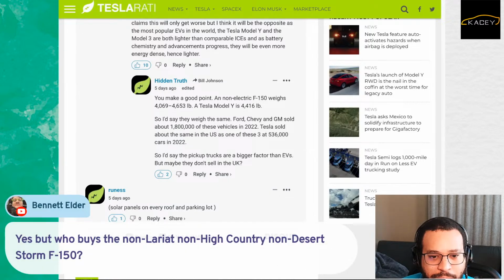Ben says, yeah, but who buys the non-Lariat, non-High Country, non-Desert Storm F-150? Exactly. Businesses, they buy the work truck model.